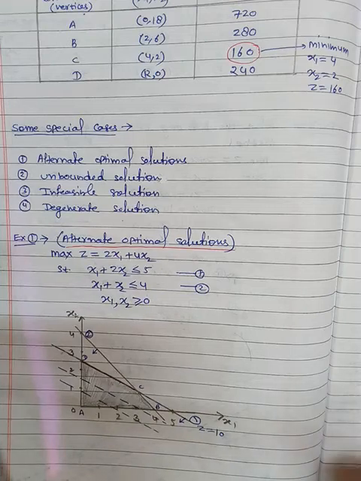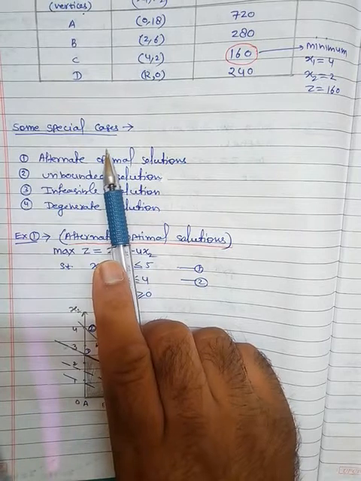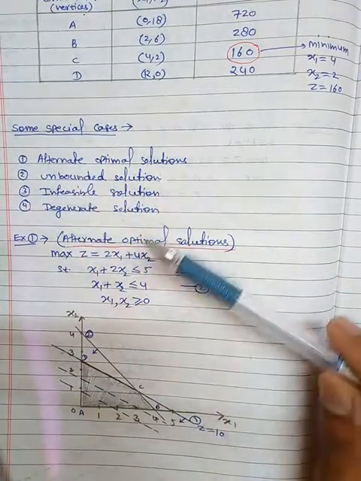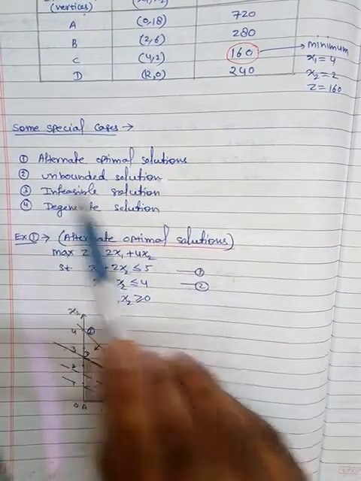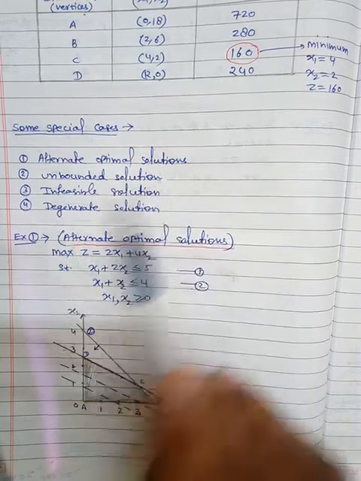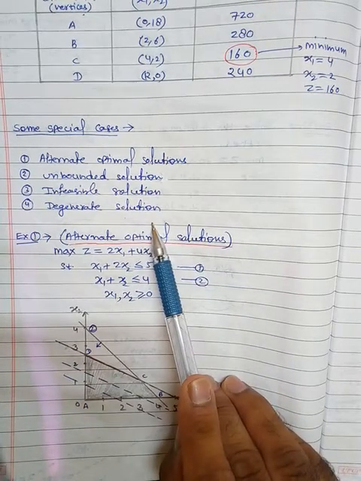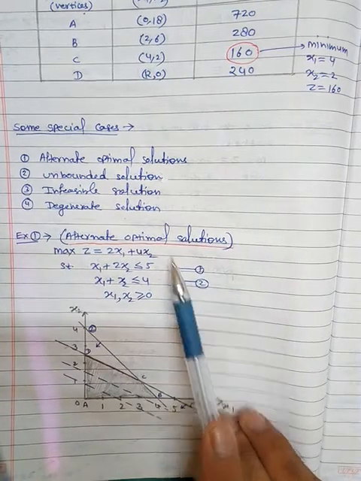Students, in this video, I will take the special cases in graphical method. So there are basically four special cases. One is alternate optimum solution, second is unbounded solution, third is infeasible solution, and the fourth one is degenerate solution. Now, first case, alternate optimum solution.